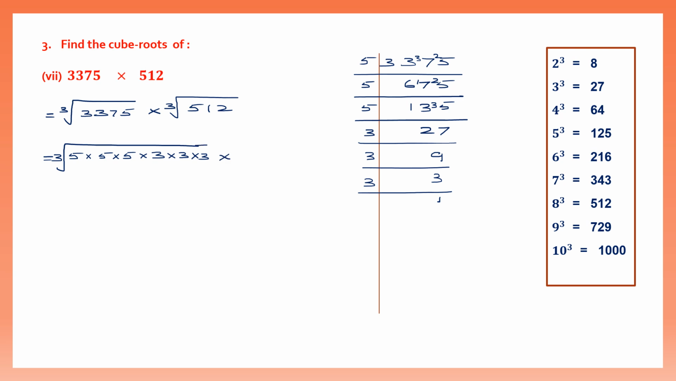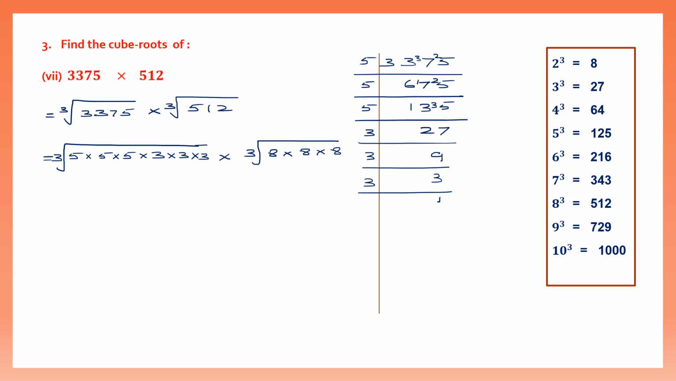Now we are going to write the cube root of 512. So now let's look at 512. This number is here, isn't it? That means if you multiply 8 3 times, you get 512. So let's multiply 8 3 times.